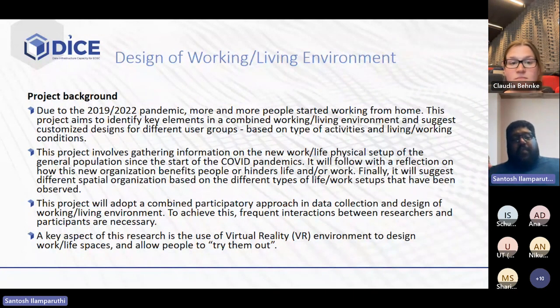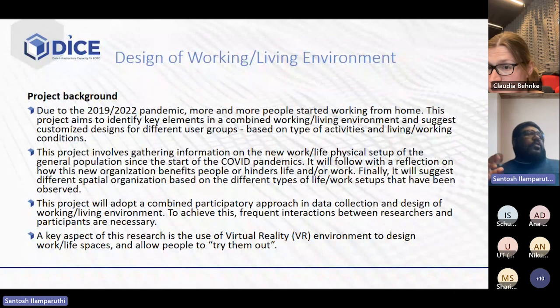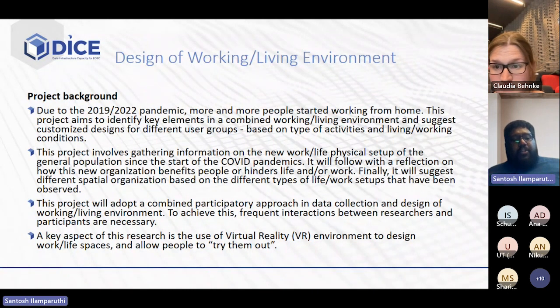The project involves gathering information on the new work-life physical setup of the general population since the start of the COVID pandemic. It will also follow with a reflection on how this organization benefits people or hinders their work-life balance. Finally, it will suggest different spatial organization based on the different types of work-life setups that have been observed. This project will adopt a combined participatory approach in data collection and design of work-life environments. To achieve this, frequent interactions between the researchers and participants are necessary. And a key aspect of this research is the use of a VR environment to design the work-life spaces and allow people to try them out.